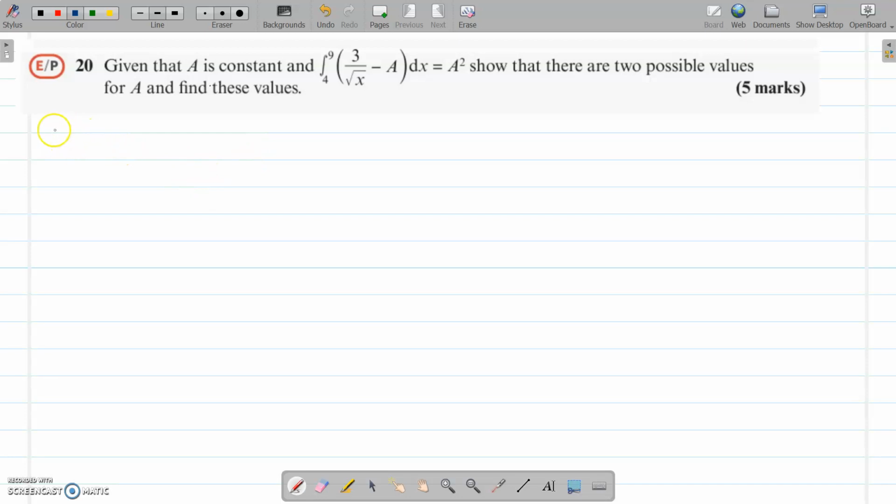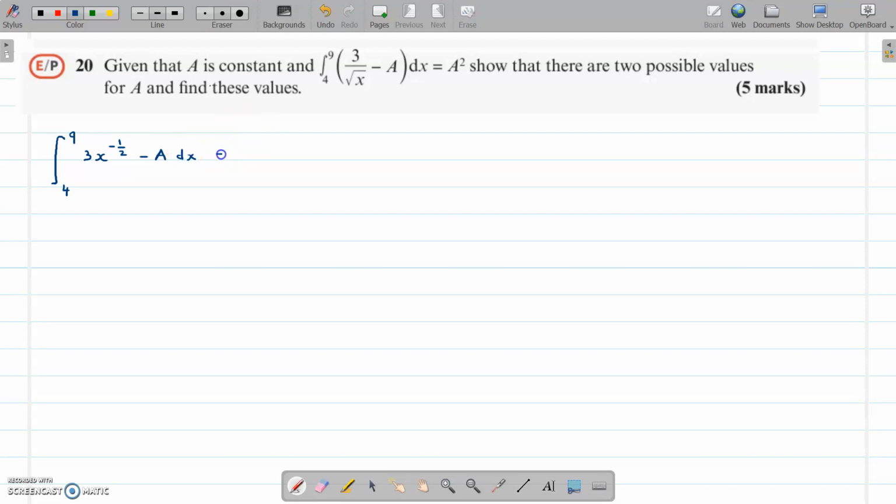Okay, so I'm going to start by working out what that integration comes to. So we have the integral between the limits of 9 and 4 of 3x to the negative a half, minus a, with respect to x.